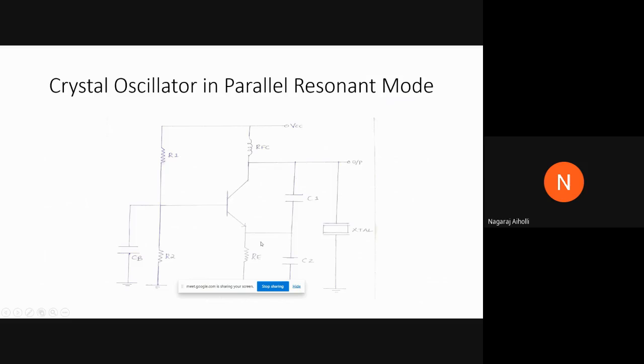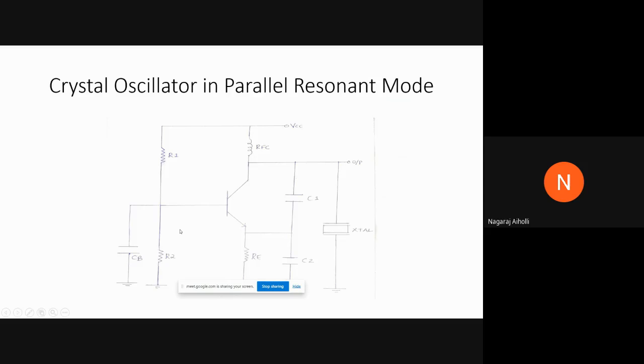Then the bypass capacitor here, C2, is in series with C1. So C1 and C2 act as a voltage divider circuit. The voltage across C2 is fed back to the emitter terminal. Like this, there is a feedback established from the capacitor C2 to the emitter terminal of the transistor.